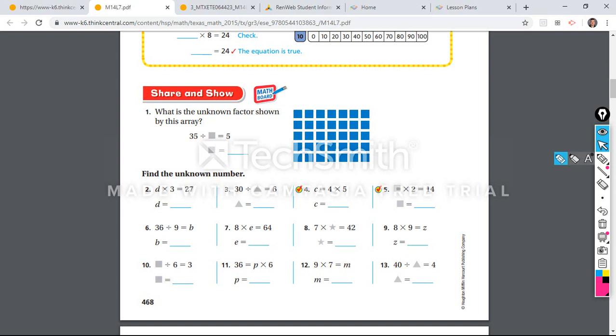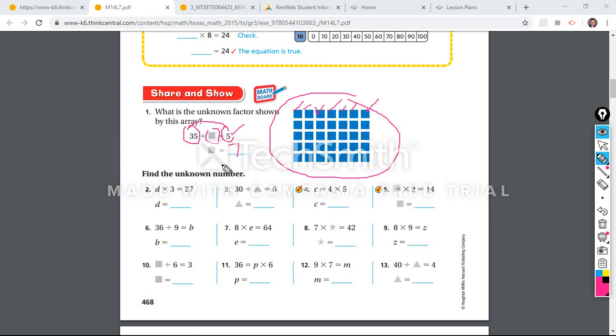This will come easy. So 35 divided by a square, which is the unknown factor, equals 5. So again, if we look at the relationship between these two numbers, you should already be seeing something. But we're going to use the array here. So how many rows do I have? 1, 2, 3, 4, 5. That's my number here. And I want to know how many are in each row. 1, 2, 3, 4, 5, 6, 7.